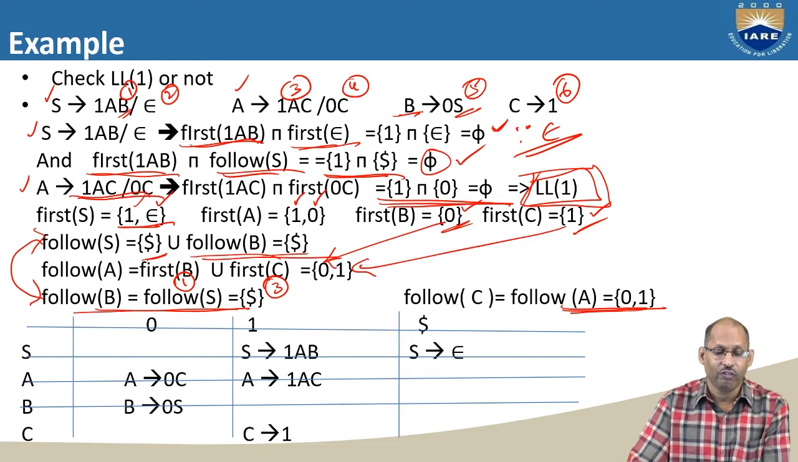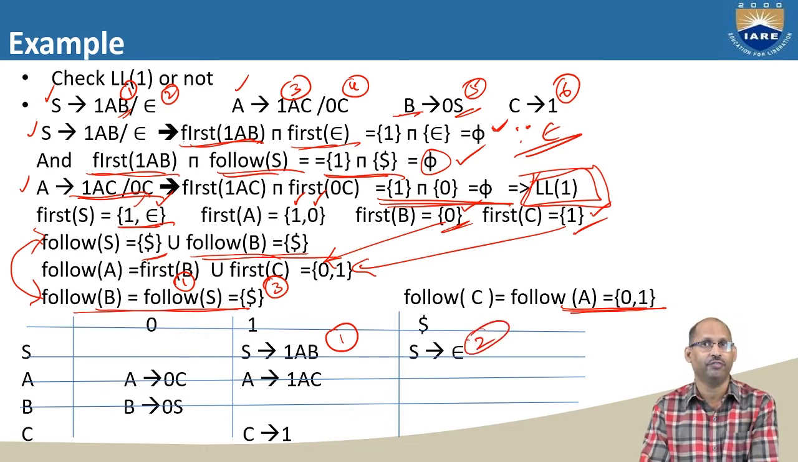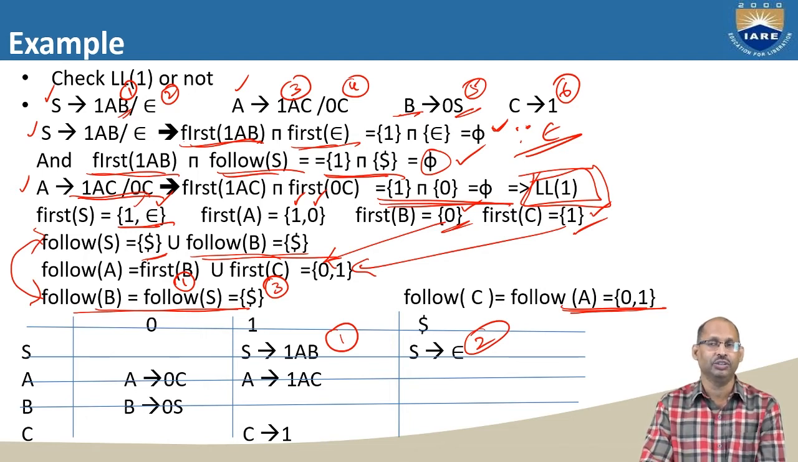Now the first production we write in the 1 column. For the second production, we have to consider follow of S. What is the second production? Epsilon. Since it is epsilon, we have to consider follow of S. Follow of S is the dollar sign. In the dollar sign column, we write S gives epsilon. Right?